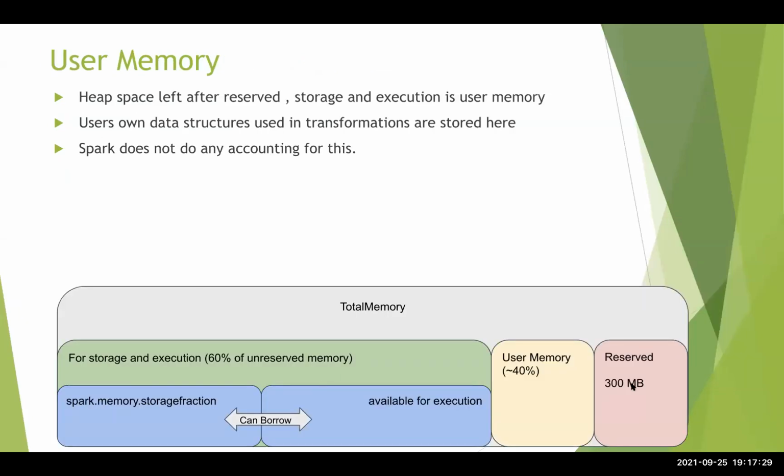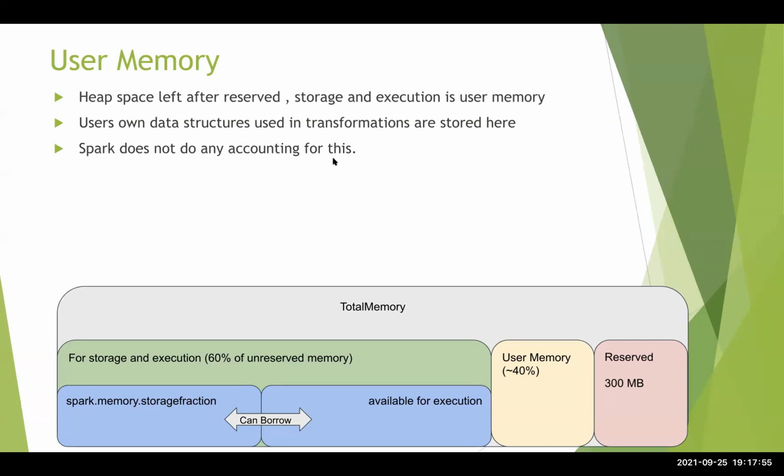User memory is whatever is left. So 300 MB is used for reserved memory, and 60% is used for storage and execution. We know the borrowing rules also. Whatever is left is approximately 40% minus 300 MB, of course, which is called user memory. This is the heap space left after reserved, storage and execution memory. Users' own data structures used in transformations are stored here.